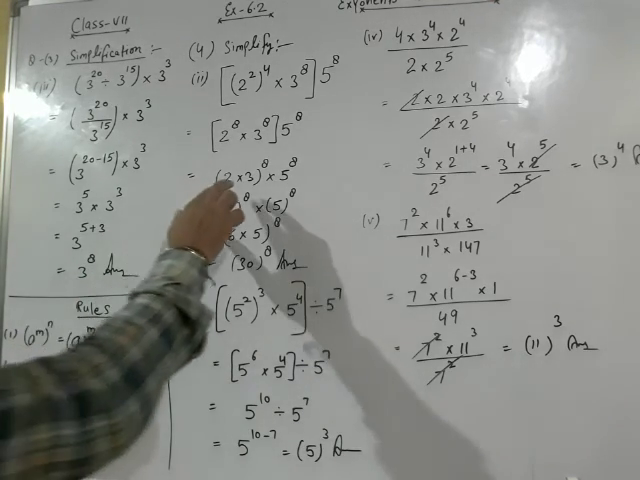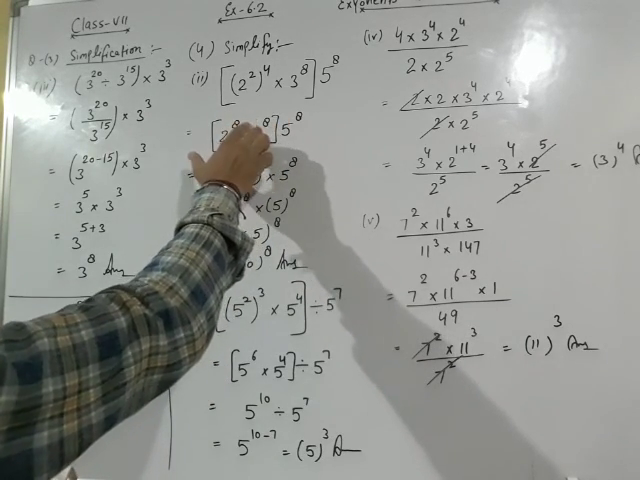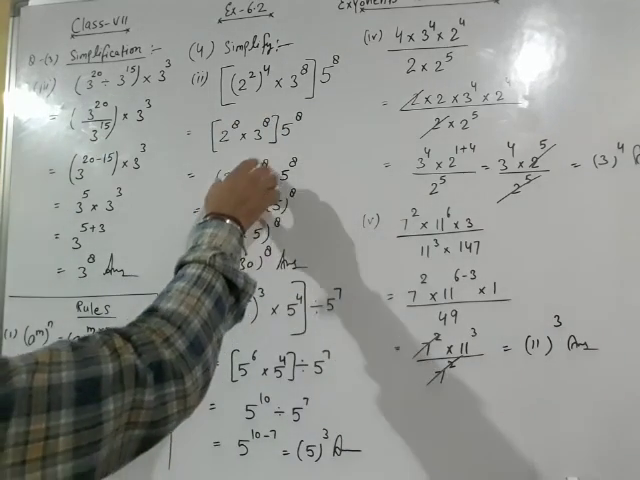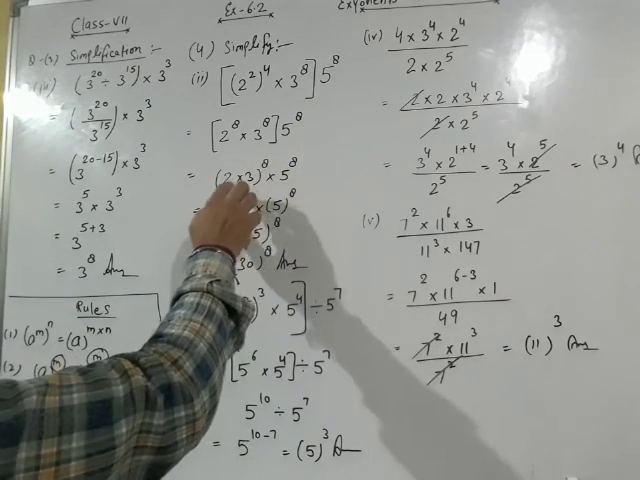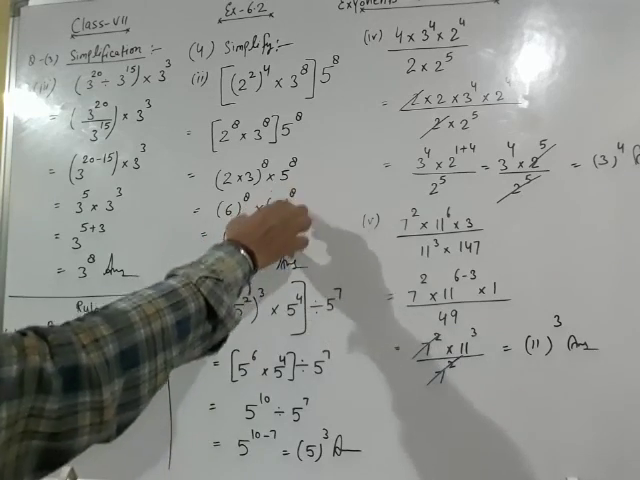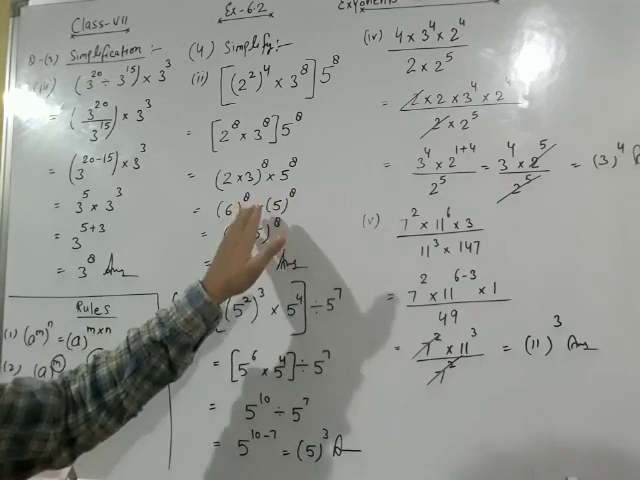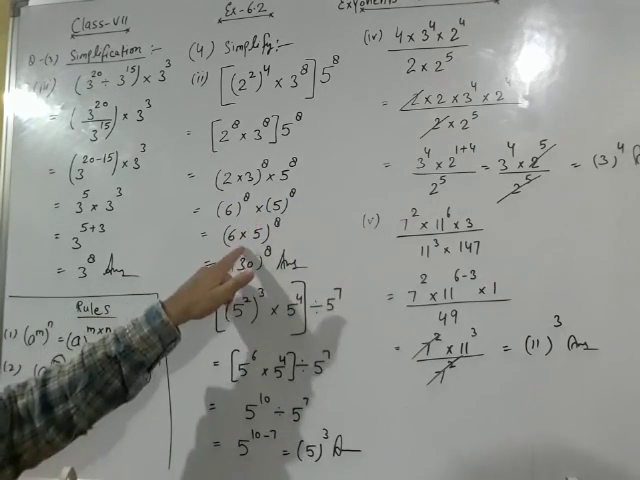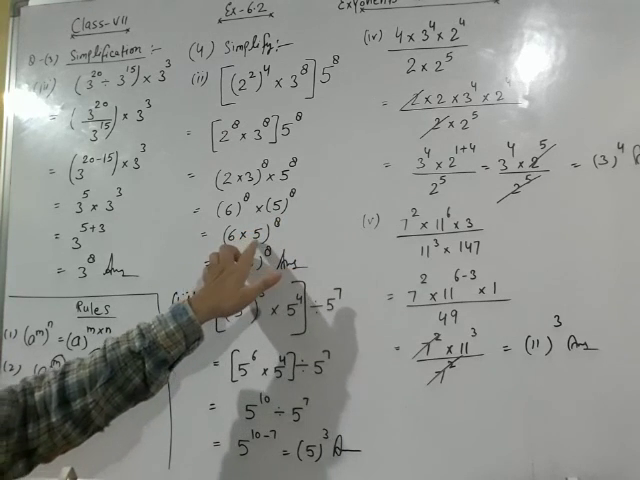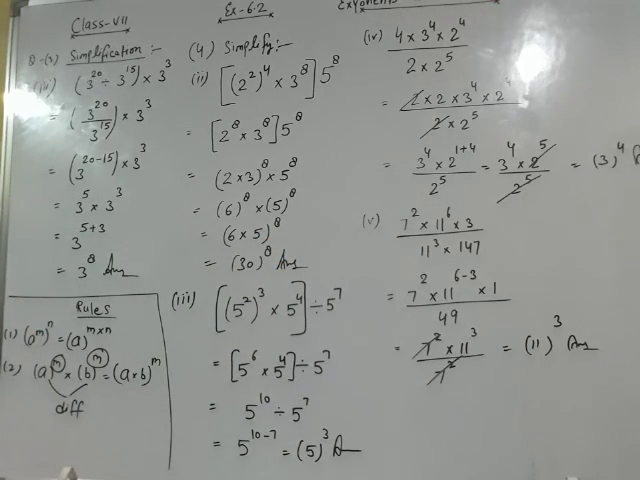So here we observe that 2 raised to the power 8 into 3 raised to the power 8, exponents are same, bases are different, so we can combine their brackets. 2 multiply 3 raised to the power 8 multiply 5 raised to the power 8. 2 into 3, 6 raised to the power 8 multiply 5 raised to the power 8. Again two different bases and same powers, so we can combine their brackets. 6 multiply 5 whole power 8. Whole power means this power 8 belongs to both 6 as well as 5. 5 into 6, 30. 30 raised to the power 8 is your simplified form.